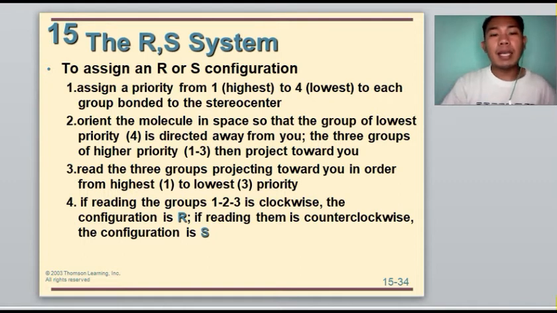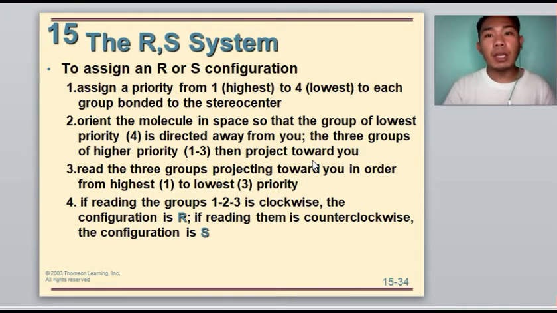First, we assign a priority from 1, which is the highest, to 4, which is the lowest, to each group bonded to the stereocenter. Second, orient the molecule in space so that the group of lowest priority, which is number 4, is directed away from you. The 3 groups of higher priority, 1 to 3, then project toward you, as would the spokes of a steering wheel.